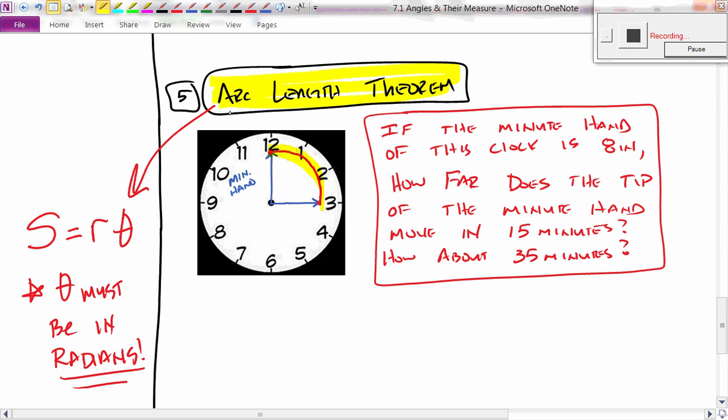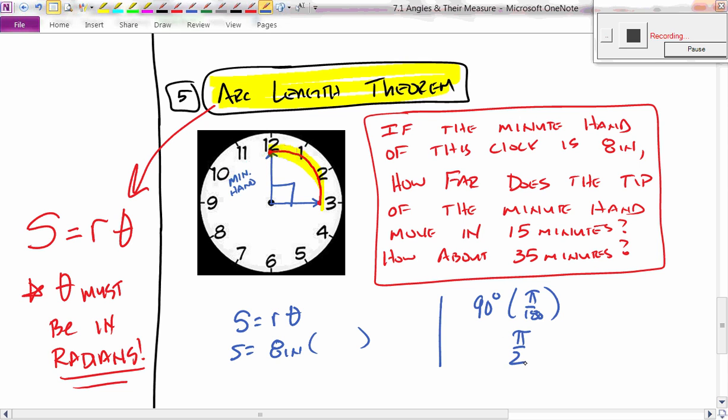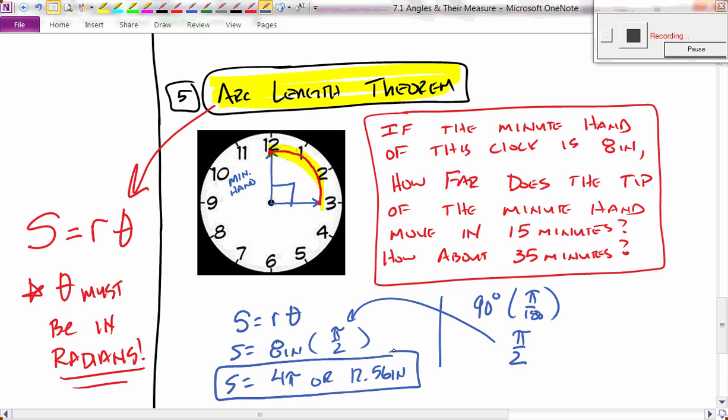So what do we need? We need a few things. S is equal to R times theta. R is my radius, which I happen to know is 8 inches. But what's the thing that I don't know? What angle is that? This is an easy one because that's a right angle. So if I take 90 degrees and multiply by pi over 180 to change it into a radian, that's just pi over 2. Now I can dump pi over 2 into my formula, so that distance has to be 4 pi, or 12.56 inches total.